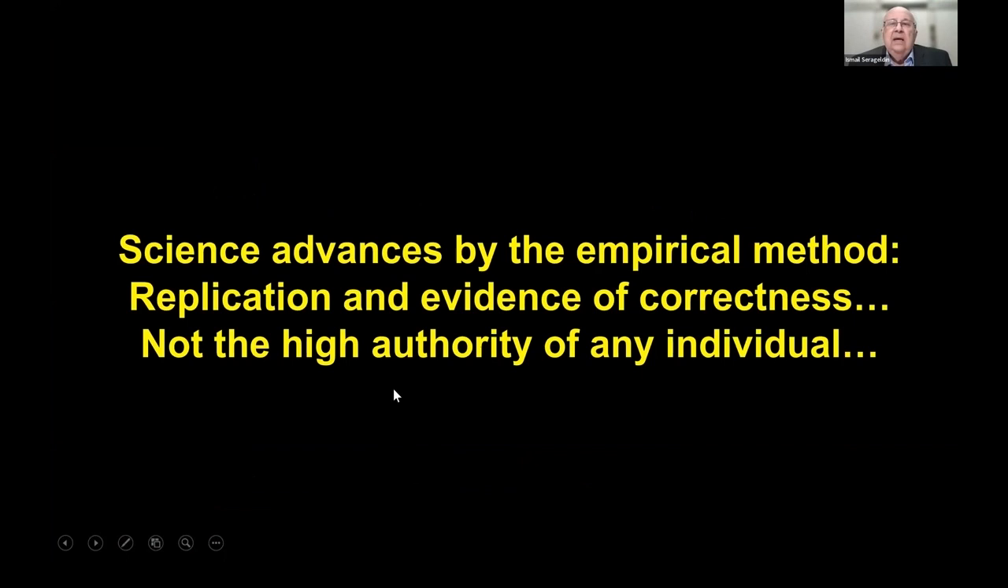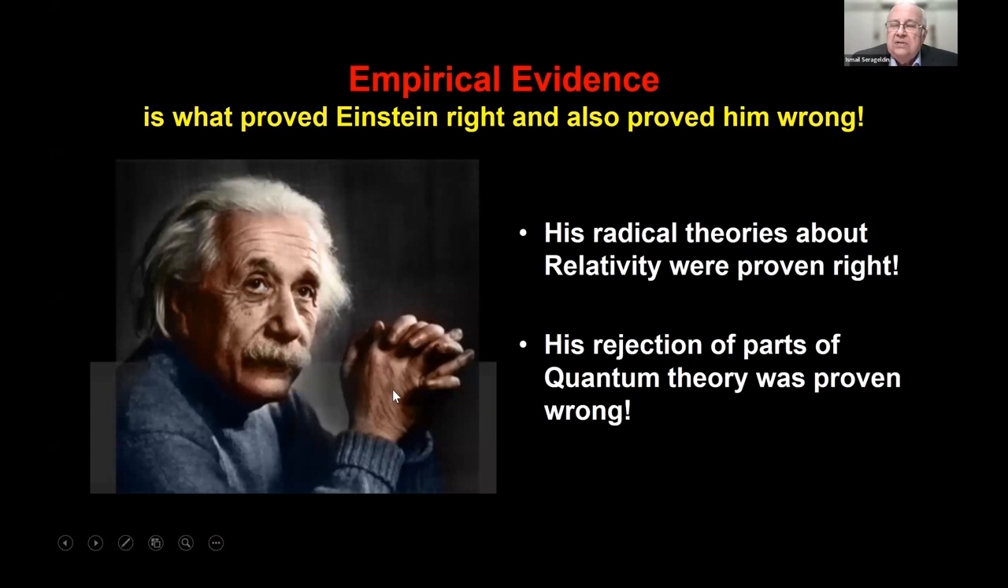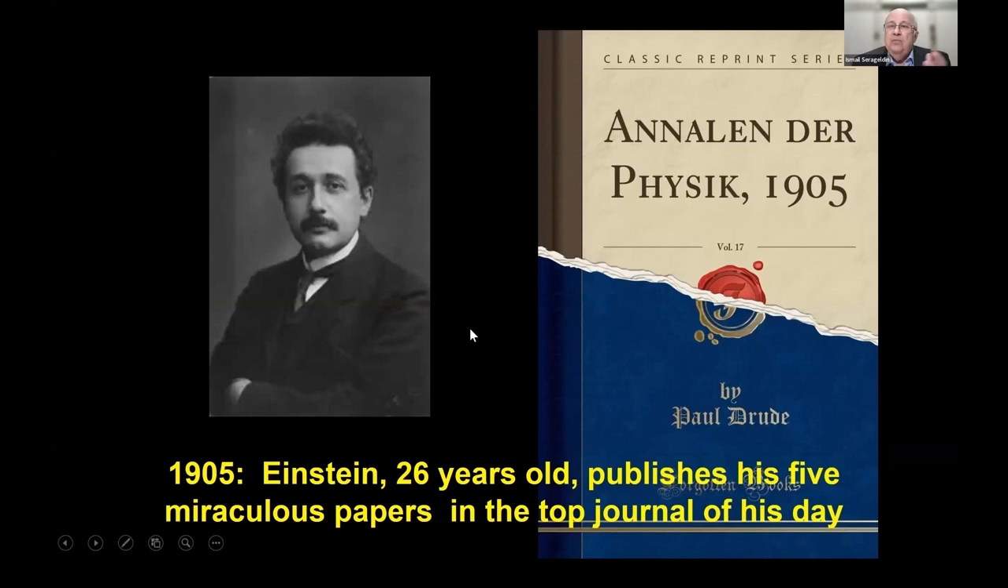Even the great Einstein, who is arguably the greatest scientist of the 20th century and one of the three or four greatest scientists in history, his radical theories on relativity had to be proven correct before they were accepted. But his assertions about quantum entanglement, which he didn't accept, were proven wrong. So Einstein can be proven right or wrong. As a young man of 26 years old, he published 5 papers in 1905. He didn't even have a PhD at the time, but it was published by the Annalen der Physik.